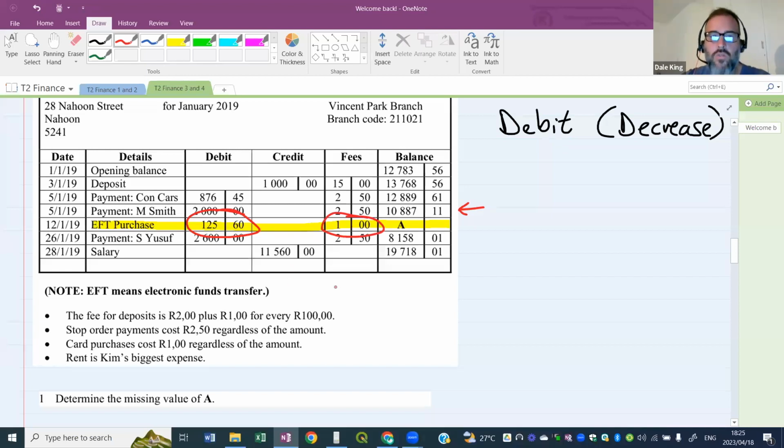The banks charge a fee. So it's not just 125 Rand 60 going out of your account, it's 125 Rand 60 and also the fee that you have to pay for that. So now what is the new balance at A? What is the new bank balance at A? All right, we've got some answers coming in, and as soon as I go over this one, it'll make more sense.